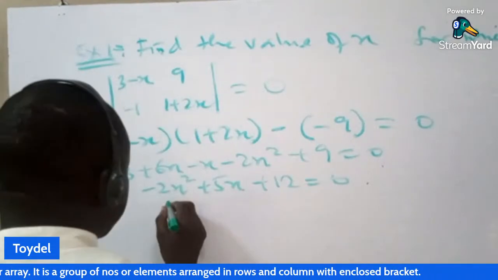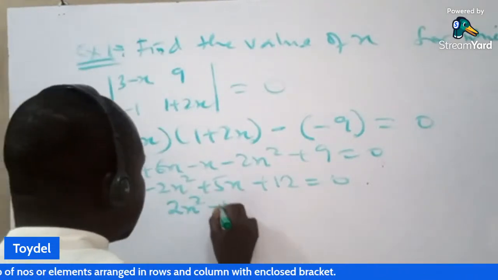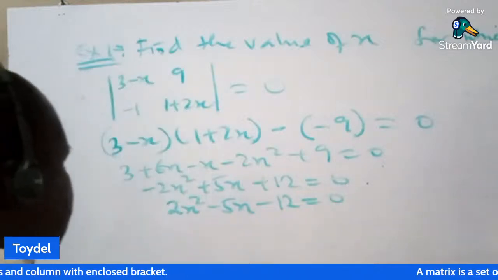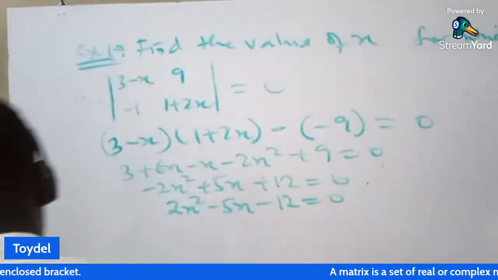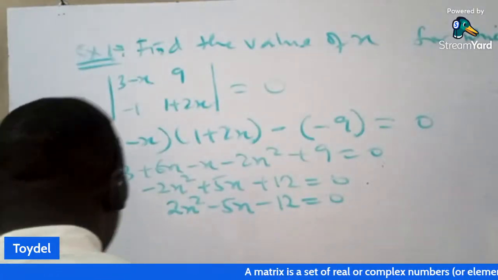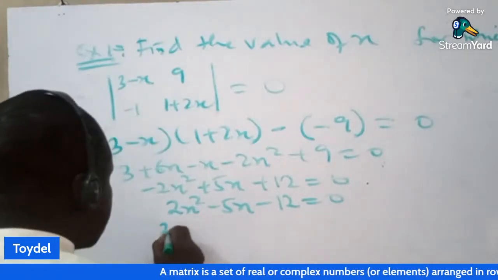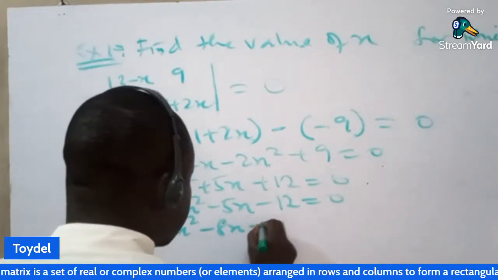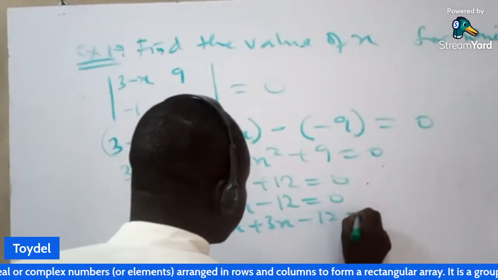Then I can multiply through by minus 1. I'm going to have 2x squared minus 5x minus 12 equal to 0. So the product is 2 times 12, 24. What are the two factors of 24 that give minus 5? That will be minus 8 and 3. I'm going to have 2x squared, then this correct equation now factorize: minus 8x plus 3x minus 12 equal to 0.